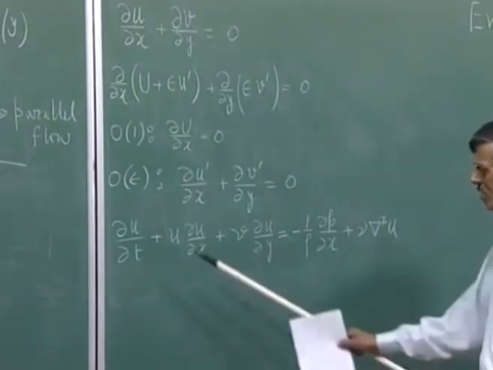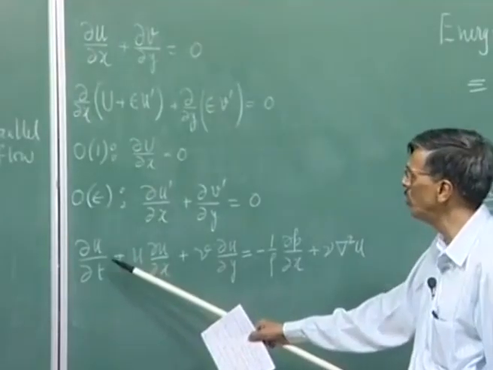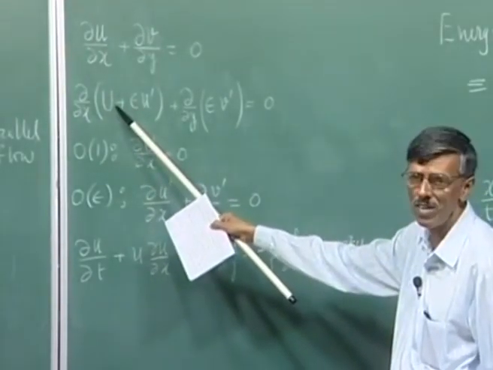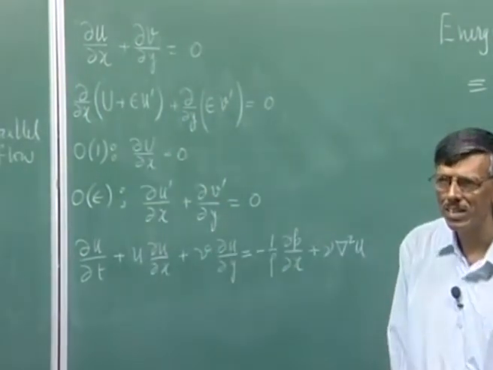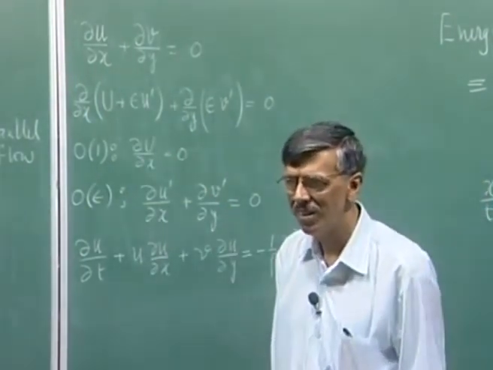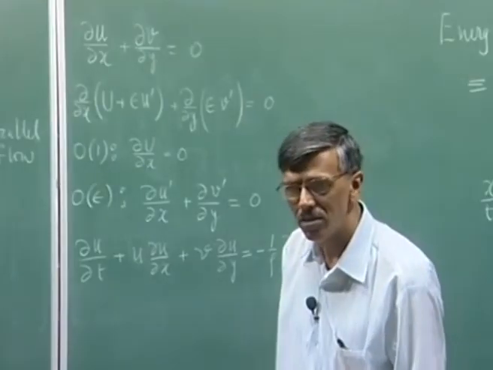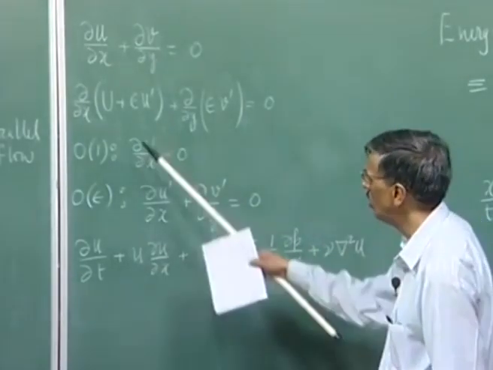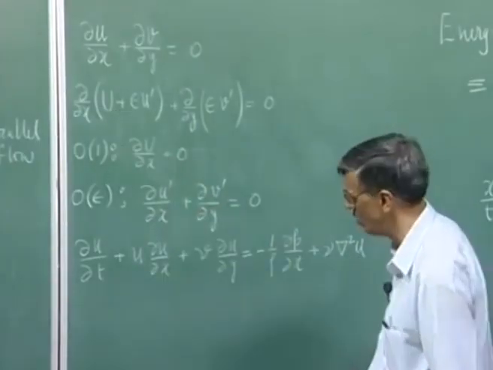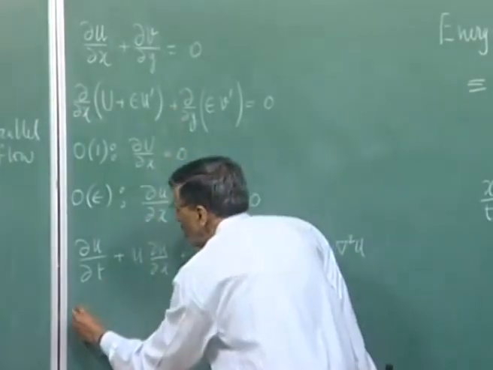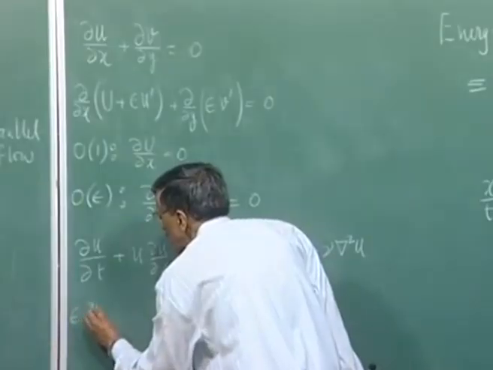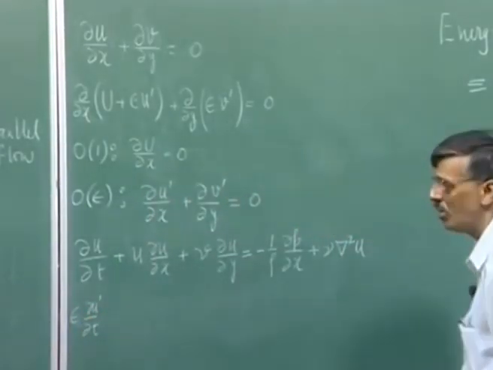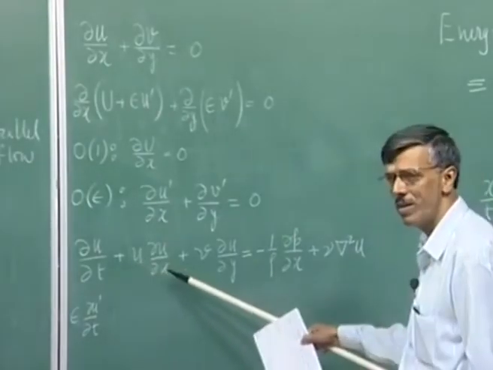Now, you have seen, what about u? U is this plus that. And what about its time variation? We are looking at the stability of a steady flow. If we are doing that, we will not get anything there. What are we going to get? We are going to get epsilon del u prime del t, right.